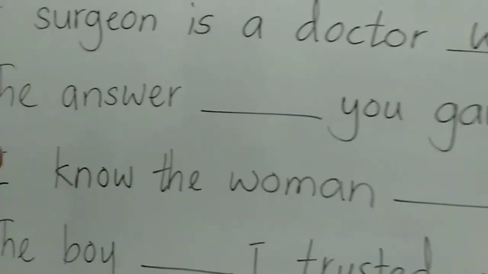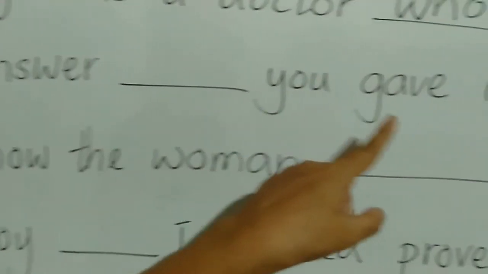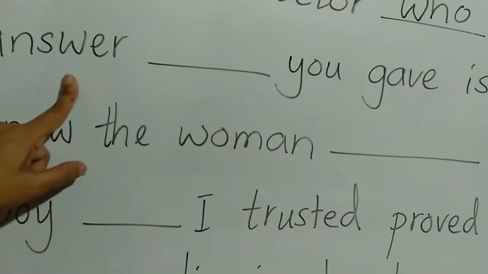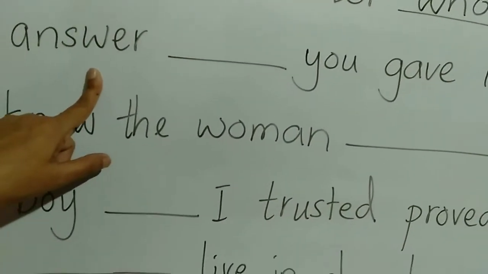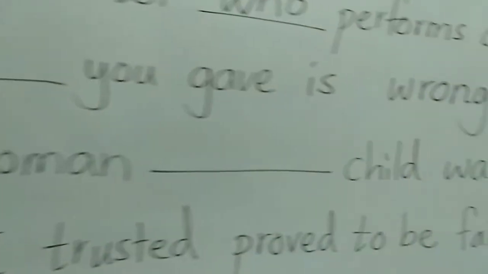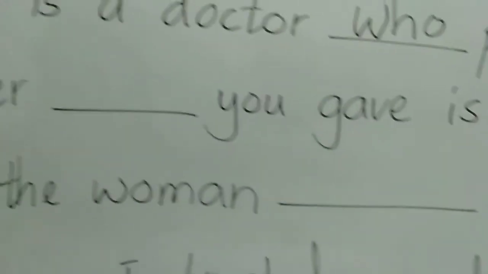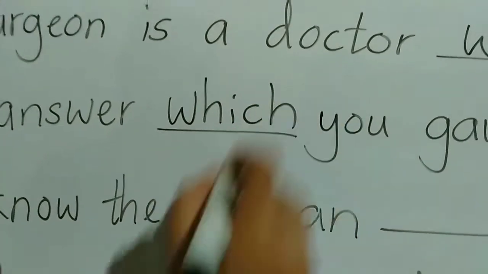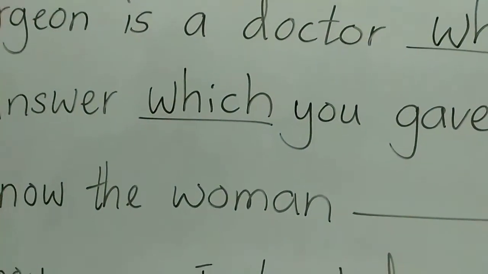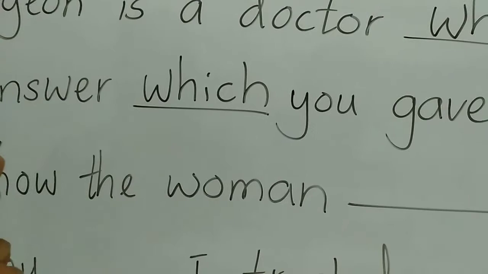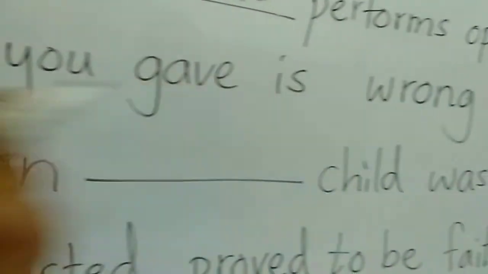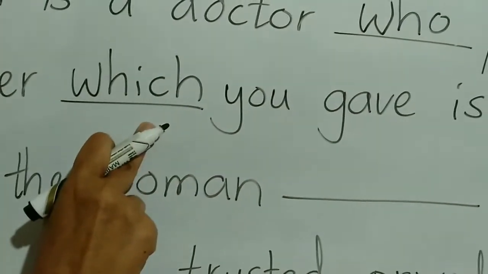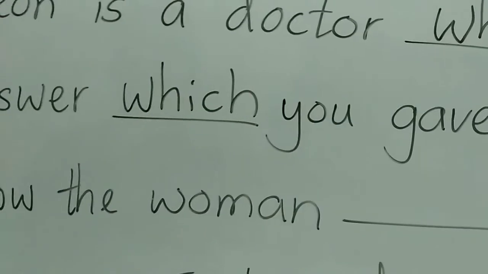Let's go next. The answer which you gave is wrong. The answer is a thing. What is the suitable relative pronoun here? Which. The answer is wrong. Then the answer is the subject, then which. The suitable relative pronoun is which.